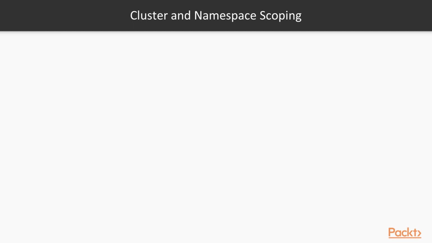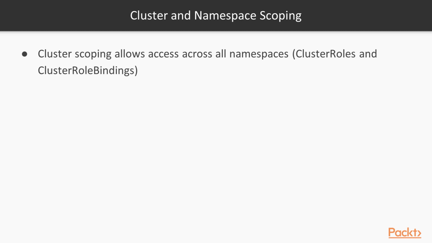Let's talk a little about cluster and namespace scoping. So there is a bit of a hierarchy within a cluster that allows you to access either cluster level resources or specific namespace resources. You can take that from a cluster admin role, which gives you everything, all the way down to only allowing view on specific pods within a namespace. So you have the ability to have things at a very coarse grain or very fine grained, depending on the needs of your application. Cluster scoping allows you to access across all namespaces.